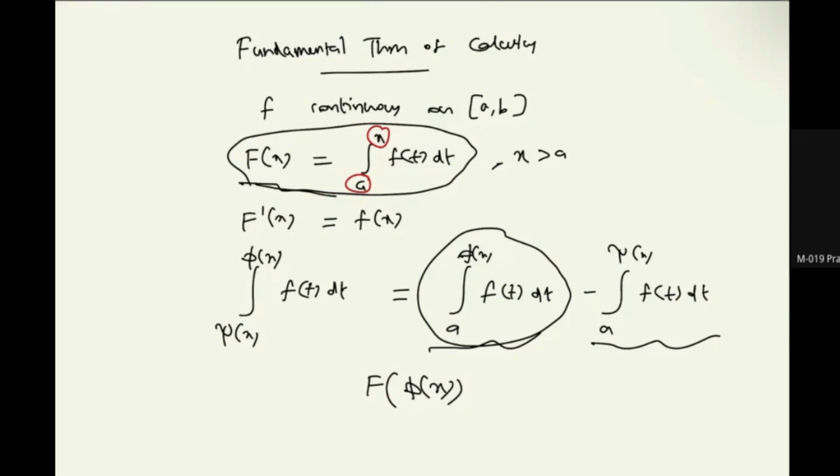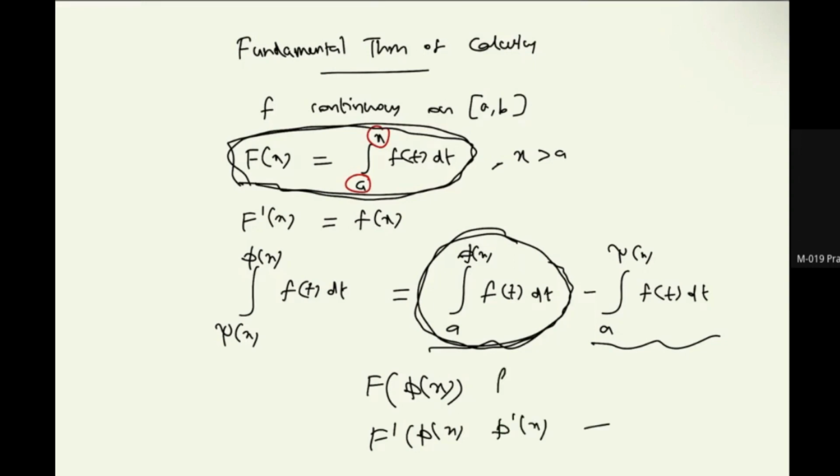So f of x is this. In place of x, we are putting phi of x. So this function is nothing but the composition of f and phi. Now, if you want to take the derivative, use the chain rule. This is f dash phi of x into phi dash x. Similarly, here also you get this.